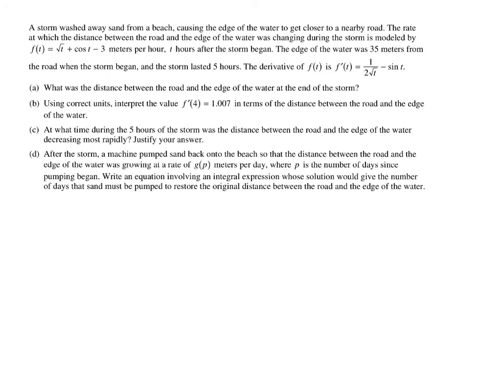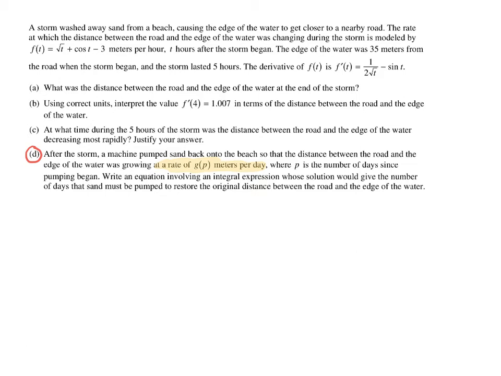If you've read part D, you already know that there's not any calculating to go on here. I'm going to read it through and then we'll talk about what it's asking us to do. After the storm, a machine pumped sand back onto the beach so that the distance between the road and the edge of the water was growing at a rate of g of p meters per day. Notice they switched from hours to days on us. P is the number of days since the pumping began.